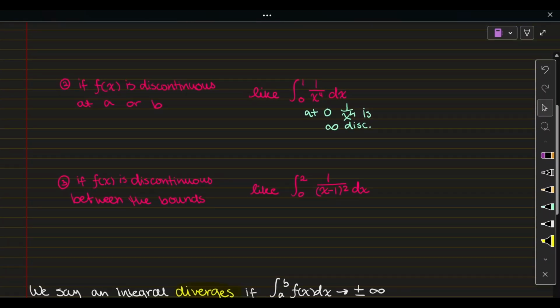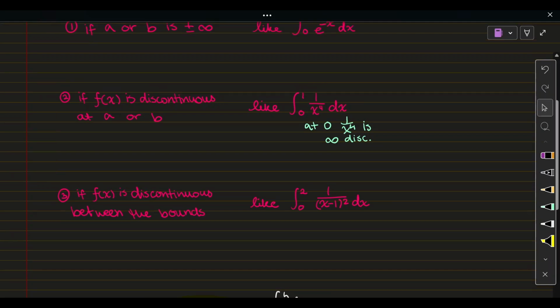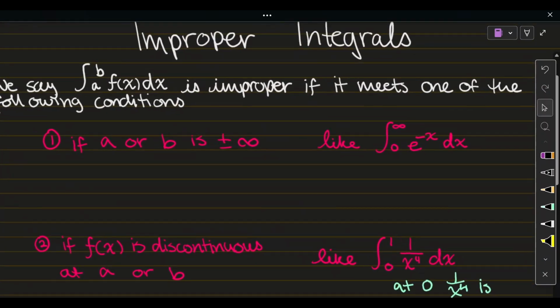And then if f of x is discontinuous between the bounds, like the integral from 0 to 2 of 1 over x minus 1 squared dx, notice that if I plug in x equals 1, so 1 is between 0 and 2, this function 1 over x minus 1 squared is infinitely discontinuous at 1. So it's discontinuous between those bounds. So next I'm going to show you what we do in each of those cases.